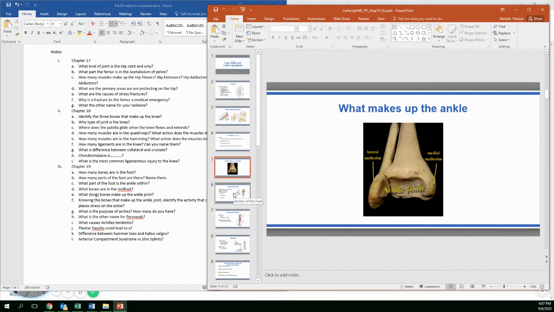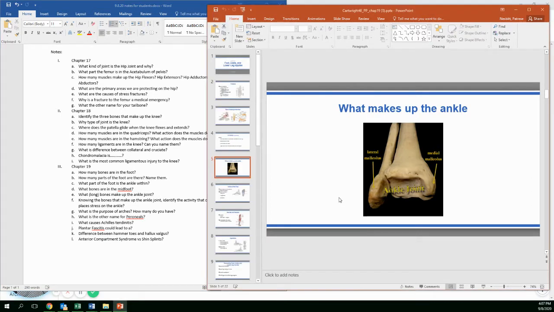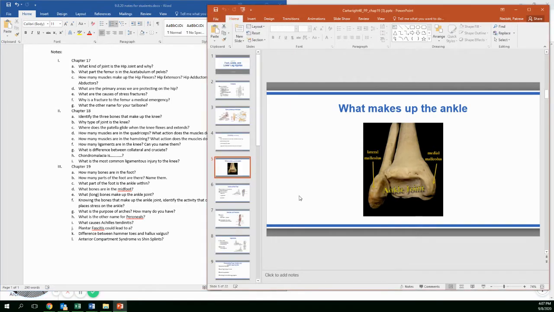So knowing the bones that make up the ankle joint, identify the activity that constantly places stress on the ankle. I have one primary activity, and that activity is running. If you are watching this video and you have the Remind app, make sure that you let me know that you heard running is the activity that constantly places stress on the ankle. But there are additional activities like jumping and kicking.